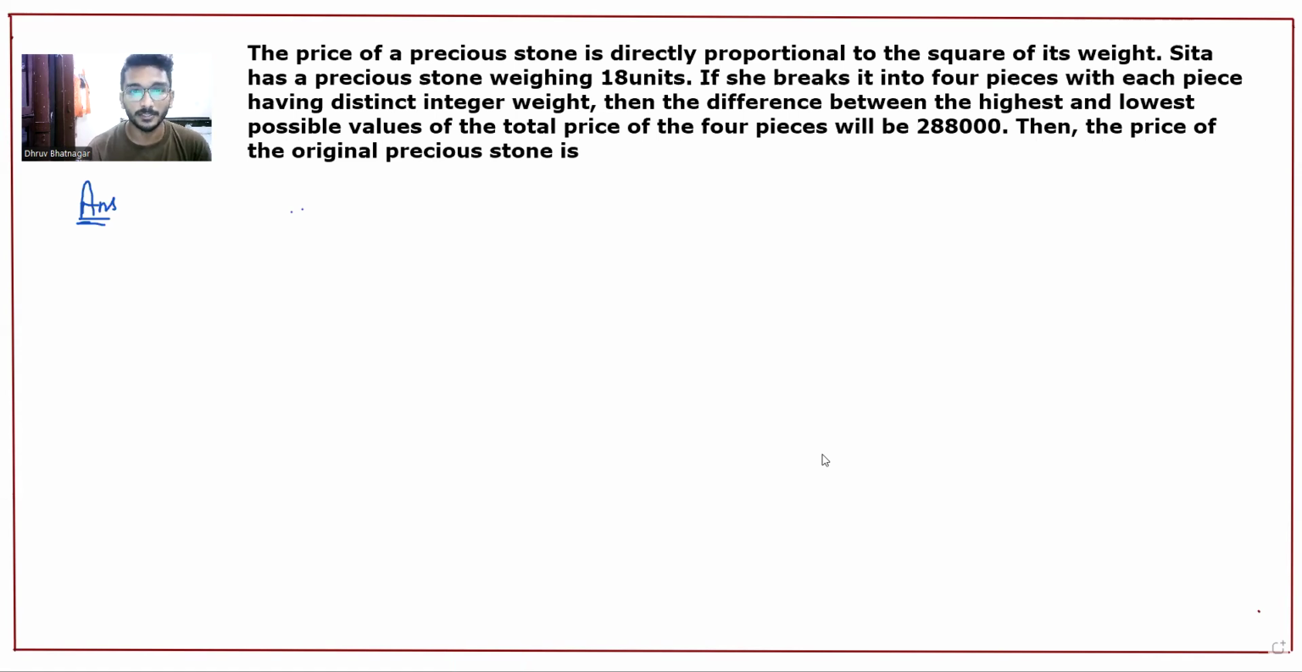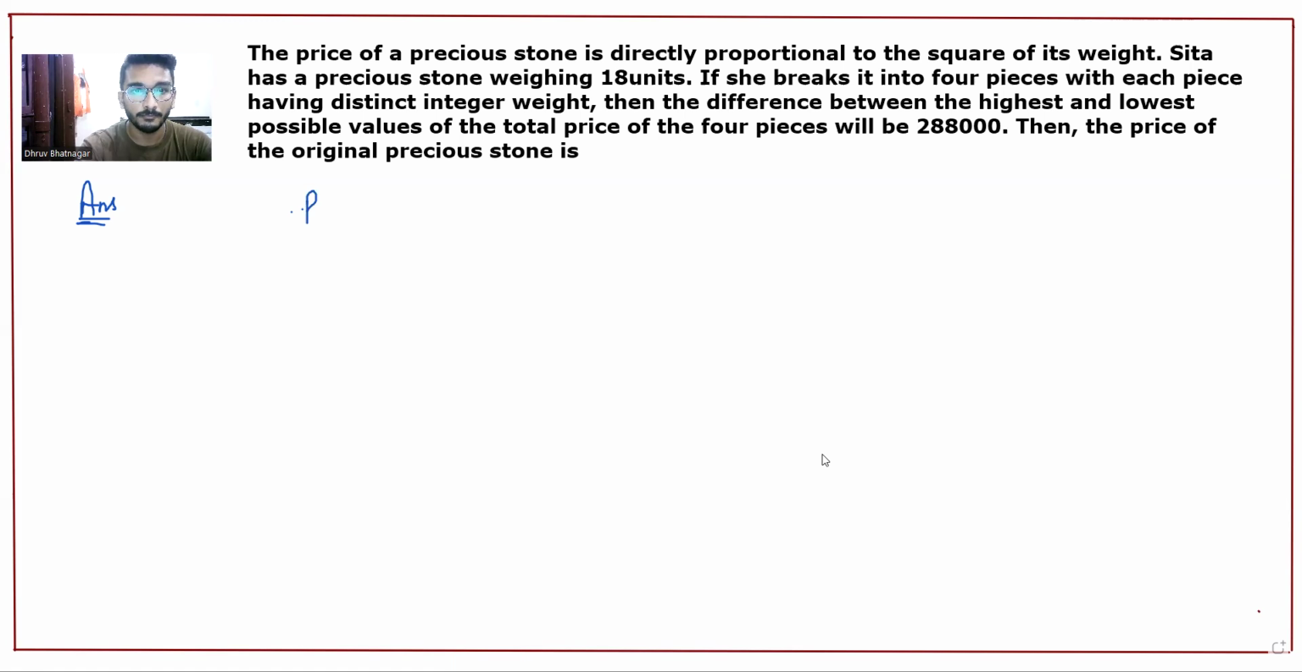The price of a precious stone is directly proportional to the square of its weight. Sita has a precious stone weighing 18 units. If she breaks it into 4 pieces, with each piece having distinct integer weights, so the weights are distinct and integers, then the difference between the highest and lowest possible values of the total price of the 4 pieces will be 288,000. Then the price of the original precious stone is how much? Okay, so let's start this question.